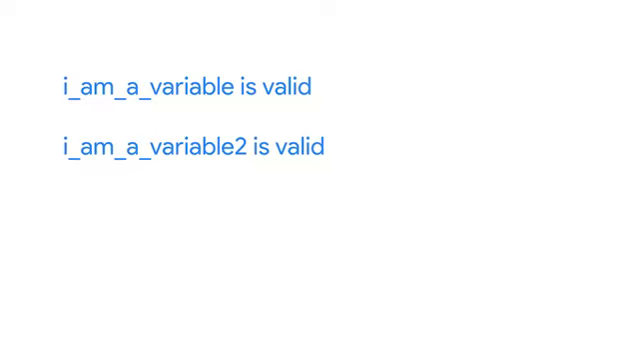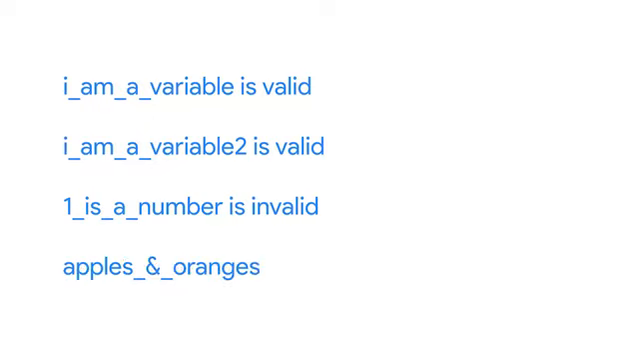I_am_a_variable is a valid variable name. I_am_a_variable_2 is also a valid variable name. 1_is_a_number is invalid because variable names must start with a letter or underscore. Apples_and_oranges is invalid because it uses the special character ampersand.